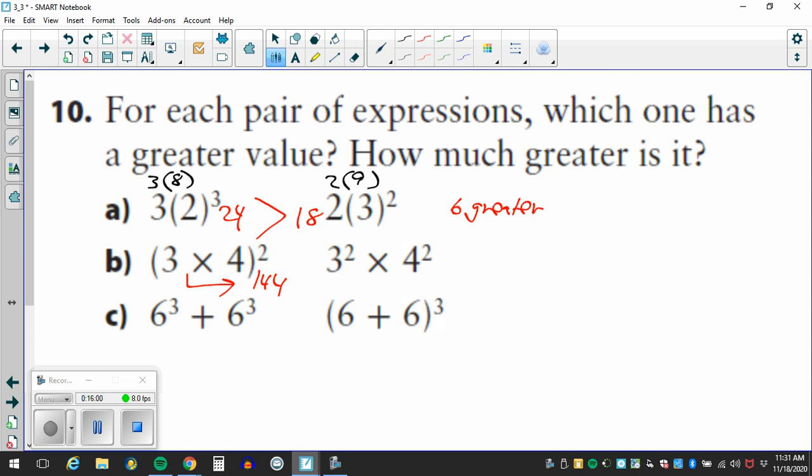And over here, we're going to get 9 times 16, which we just did, which is 144. So these two are not greater than each other, they are equal.